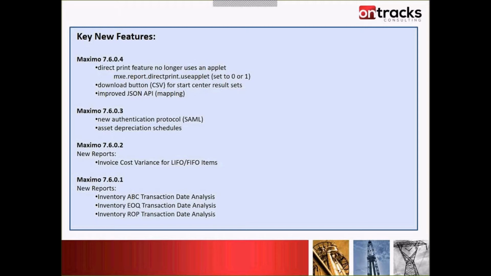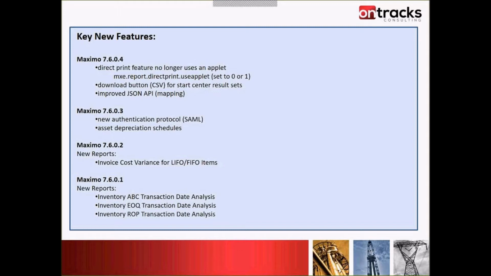From an integration perspective, there was the improved JSON API. So this is basically the JavaScript object notation. So this allows you to essentially be able to access the Maximo objects using the integration object structure.